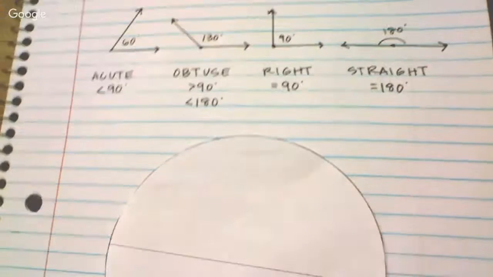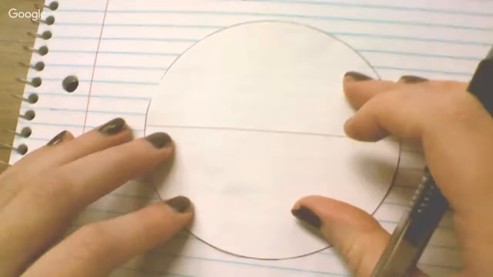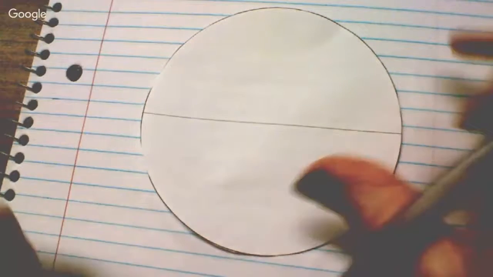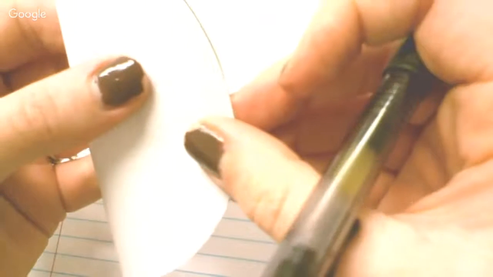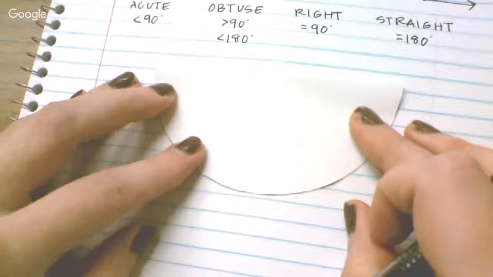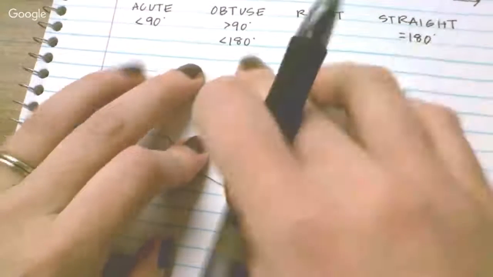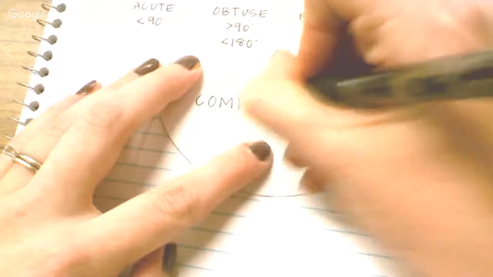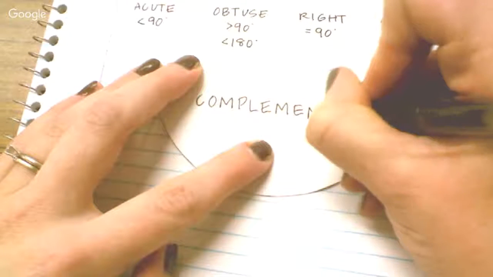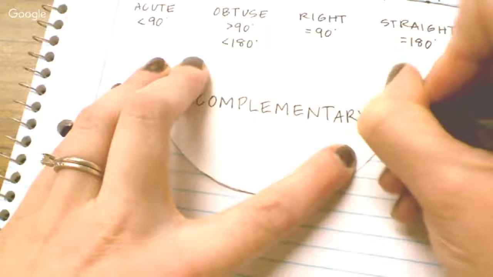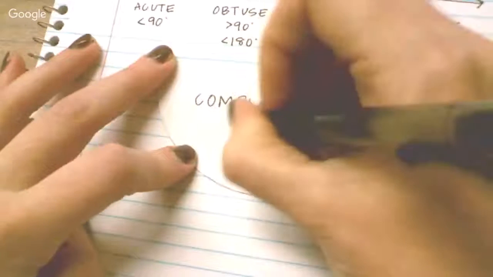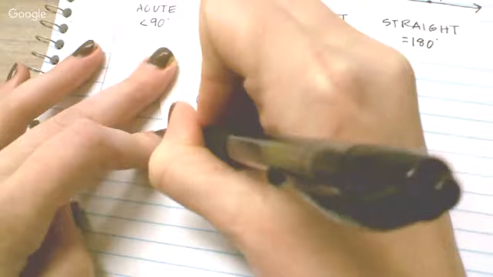Now what we're going to talk about is a complement and a supplement. So take that circle you cut out in class. What you're going to do is fold it in half. You should measure right on that line you were given. We're actually going to glue this in as a half shell. So we're talking about complementary and supplementary.